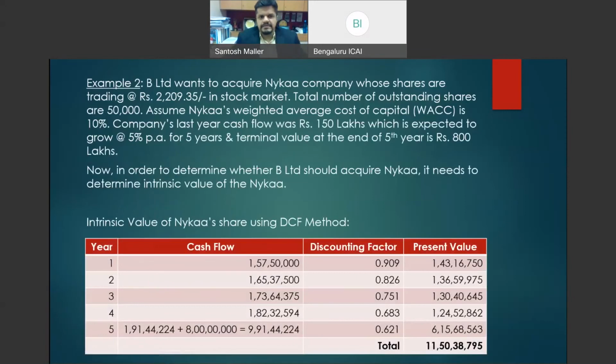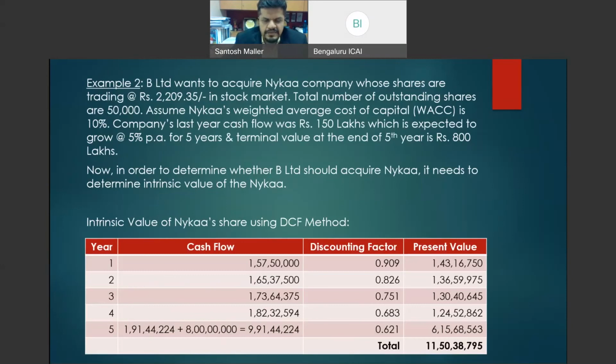Let's take another example. B wants to acquire Nykaa company, whose shares are trading at 2,209.35 in the stock market. The total average number of outstanding shares are 50,000. Assume Nykaa's weighted average cost of capital, that is WACC, is 10%. Company's last year's cash flow was 150 lakhs, which is expected to grow at 5% for 5 years, and terminal value at the end of 5 years is 800 lakhs.